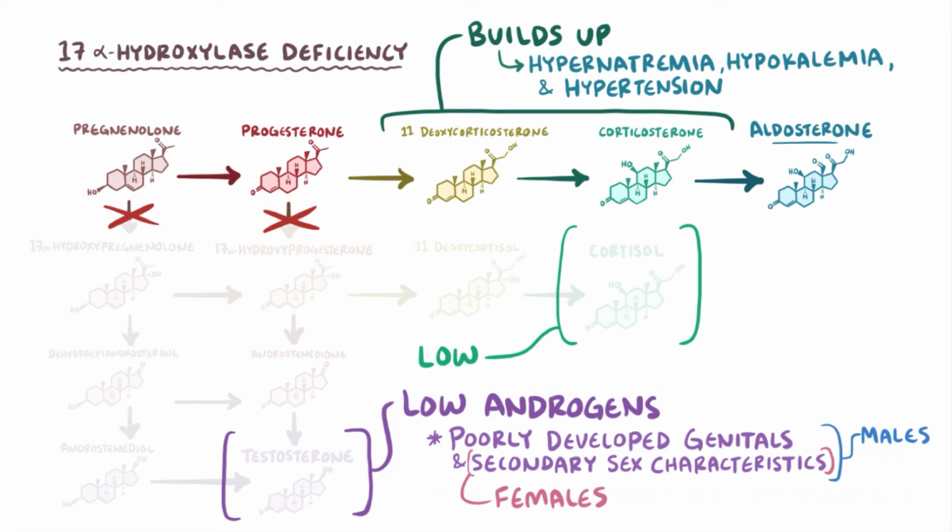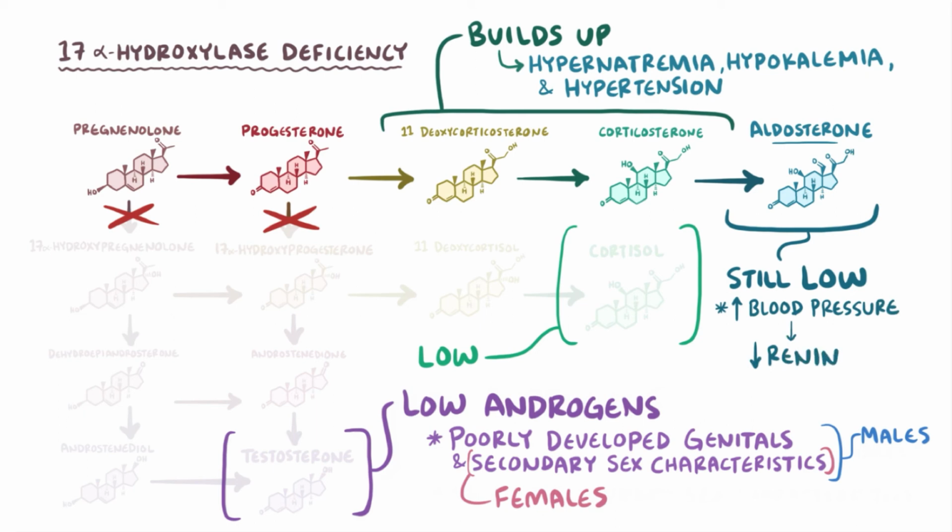Even though the pathway is shunted to the aldosterone pathway, the level of aldosterone is still surprisingly low. This is because the elevated blood pressure results in low levels of renin, which effectively shuts down the renin-angiotensin-aldosterone system.